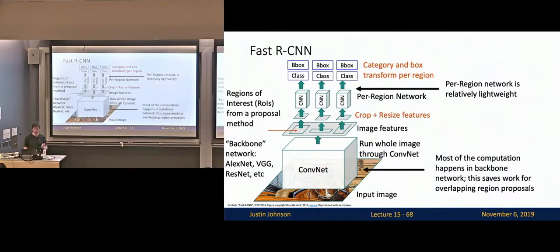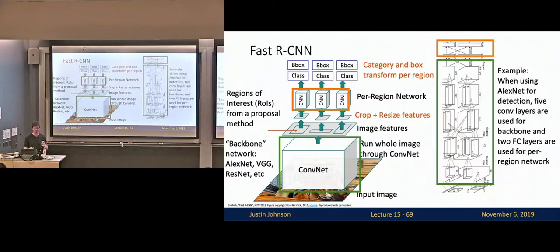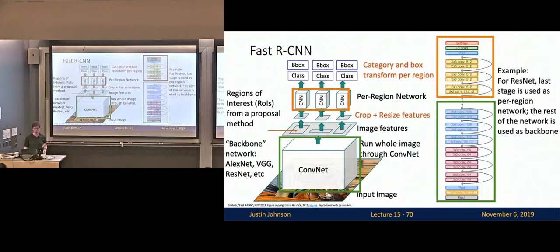Now this is going to be very fast because most of the computation is going to happen in this backbone network. And the per region network that we run per region is going to be relatively small and lightweight and very fast to run. So if you imagine doing something like fast RCNN with an AlexNet, then the backbone is going to be all of the convolutional layers of the AlexNet, and this per region network will just be the two fully connected layers at the end. These are relatively fast to compute, even if we need to run them for a large set of regions. And for something like residual networks, we'll take the last convolutional stage and run that as the per region network, and then we'll use all of the rest of the network as the backbone network. So we are saving computation here, because most of our computation is shared among all of our region proposals in this backbone network.